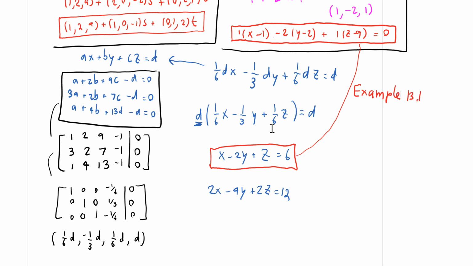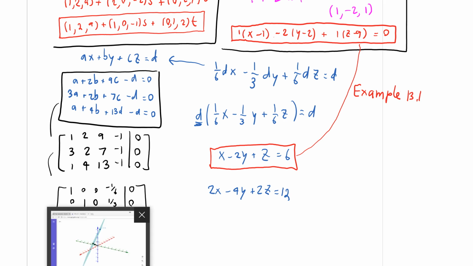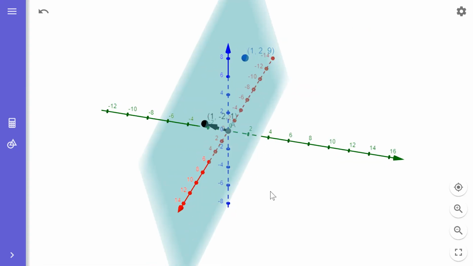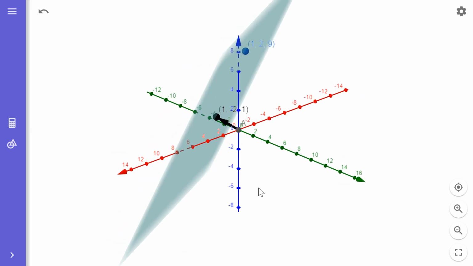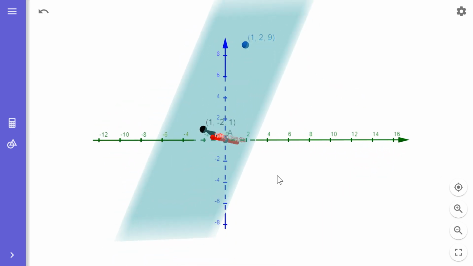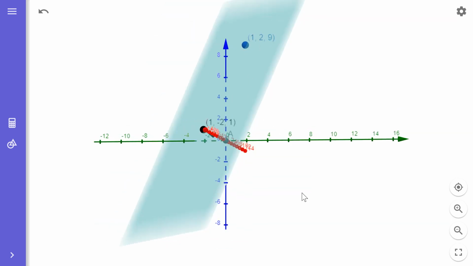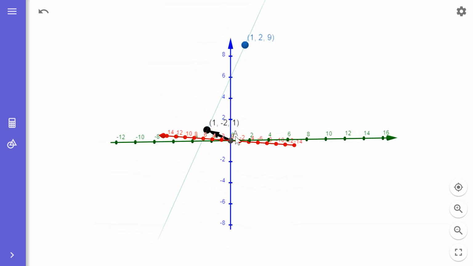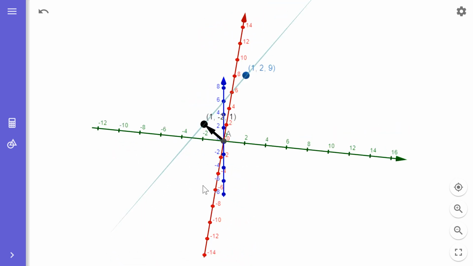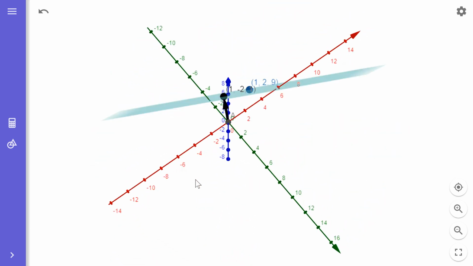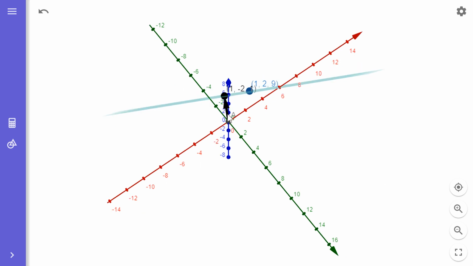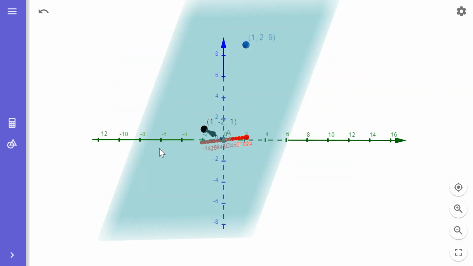So let's now visualize this all together. So we have here a plane, this pale blue plane. This is the plane that we have been looking at. This is the plane that goes through 1, 2, 9, and it is also perpendicular to the 1, negative 2, 1 here. So you can see, no matter which way I look at it, this blue plane is perpendicular to the black vector that we have here.